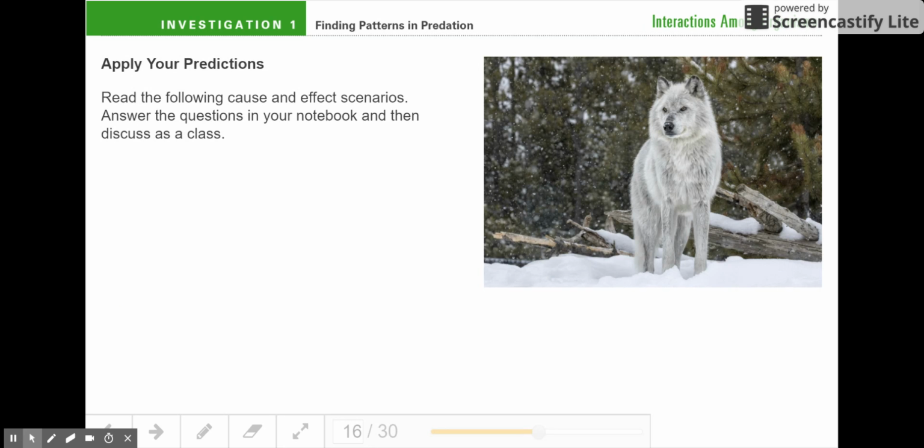Okay. So now we're going to look at 3 case studies. Today and tomorrow we're going to look at 3 case studies. Actually, excuse me, 4 case studies. We'll read the following cause and effect scenarios and answer the questions in our notebook on lesson 2, page 9. Our goal today is probably to finish up from 8 to 15. Right, questions 8 to 15.